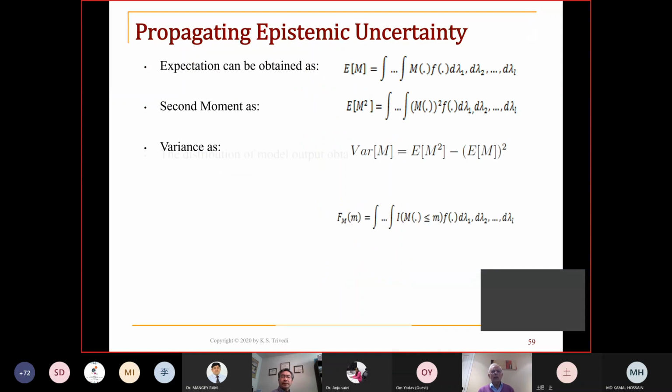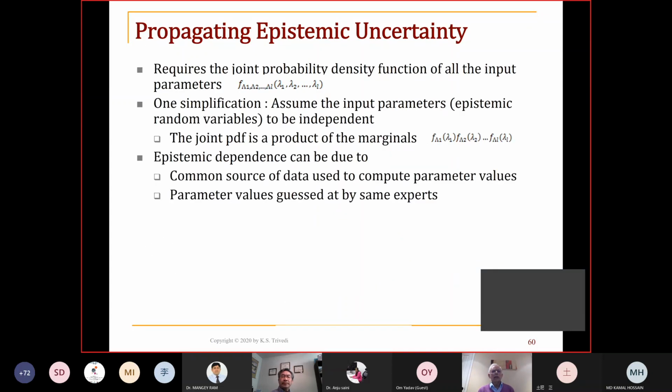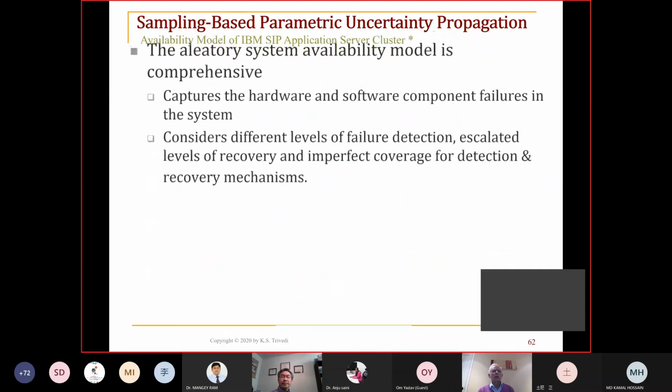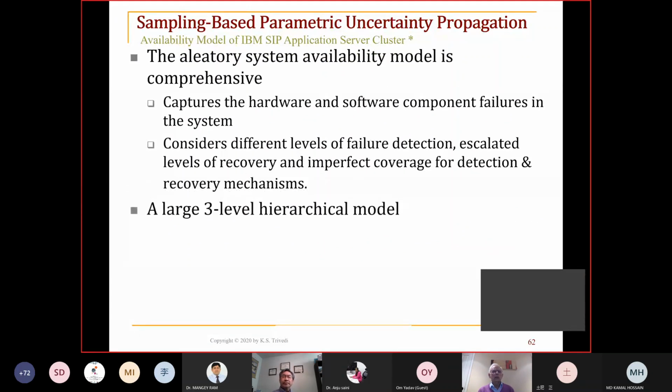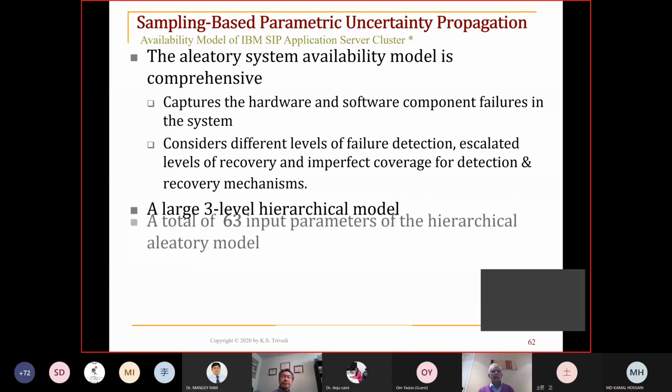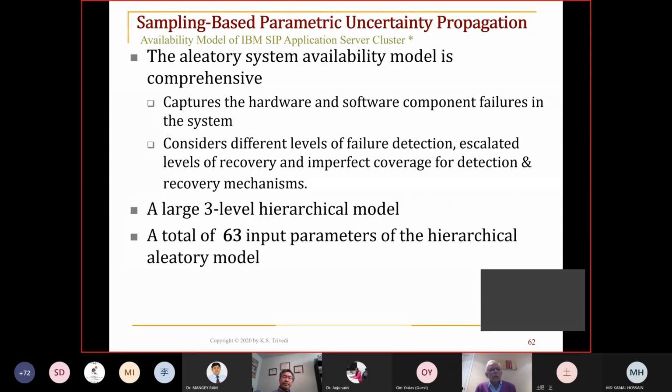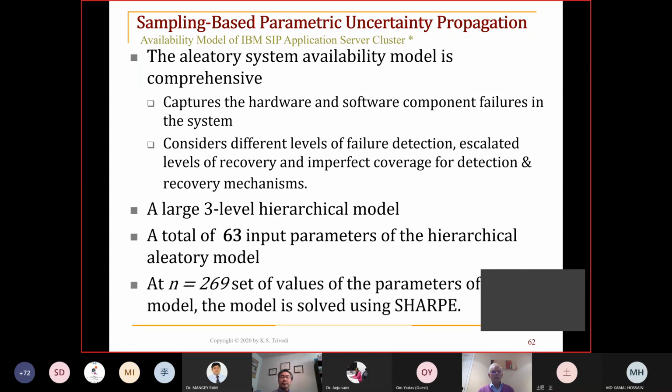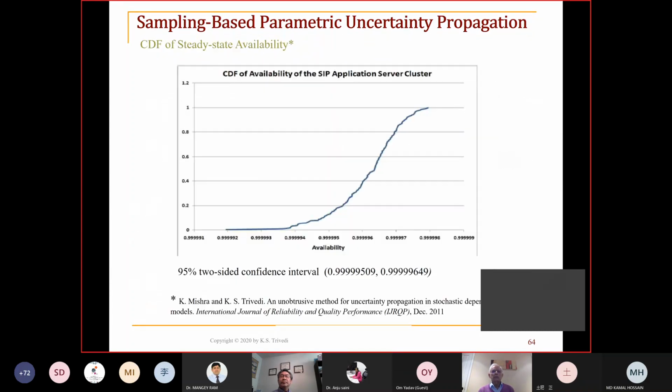And there has been some work done that I'm not going to be able to describe, but we have applied this to many different examples, including the IBM SIP example, where there are 63 input parameters. And by using these ideas of propagating the epistemic uncertainty through the aleatory model, we have managed to show the effect of the confidence interval on the input parameters on the confidence interval of the output, namely system availability.